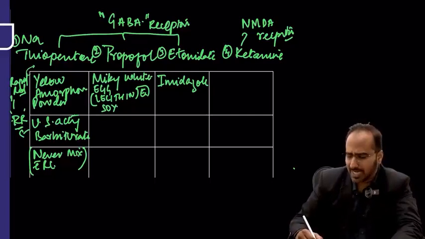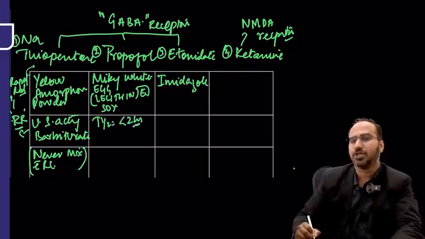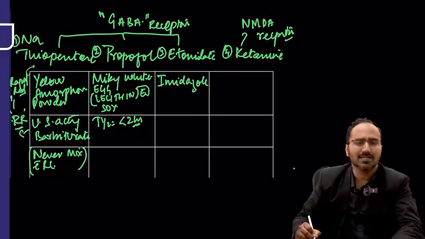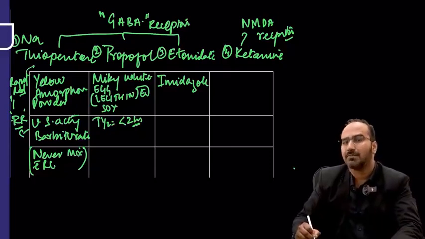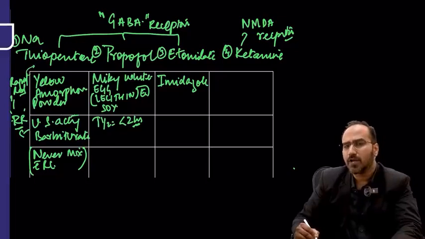Now next, what else we need to remember about propofol? Propofol has a short elimination half-life of less than 2 hours. As it has a short elimination half-life of less than 2 hours, this property makes it the drug of choice, or IV induction agent of choice, for daycare surgery. Now guys, effects of propofol on various systems.